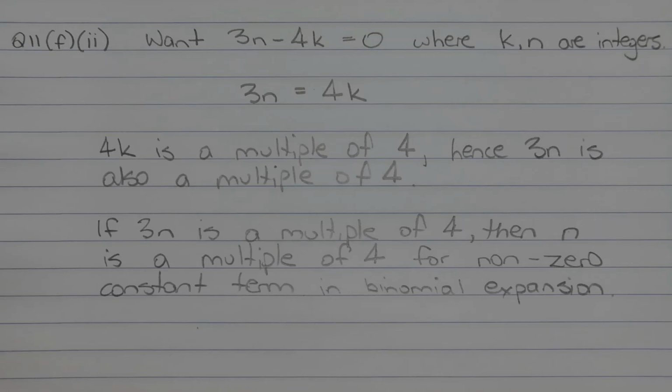Now the question is asking for values of n, such that the binomial expansion has a non-zero constant term. So we know that k is an integer, so 4k is a multiple of 4, which means that 3n must also be a multiple of 4. And if 3n is a multiple of 4, then n itself must also be a multiple of 4 for a non-zero constant term in the binomial expansion.